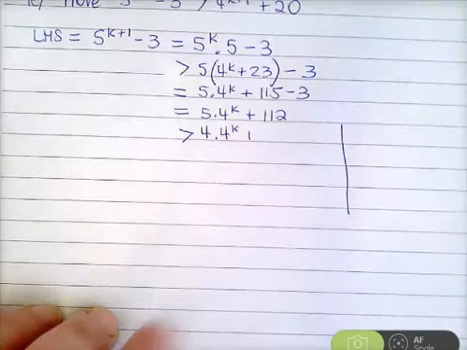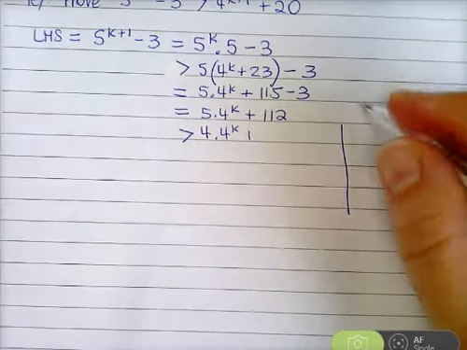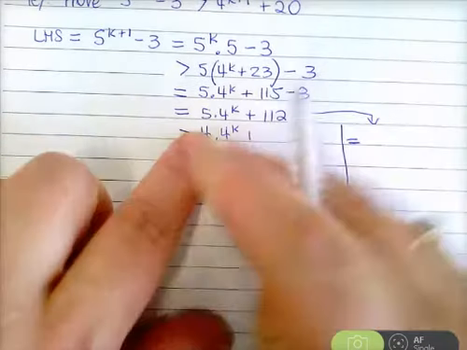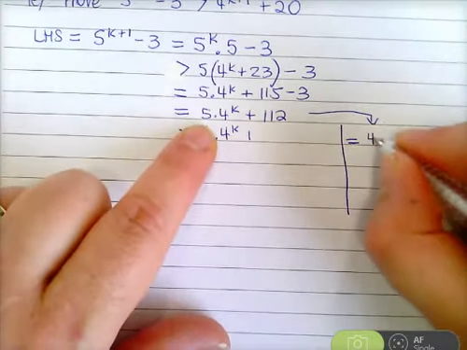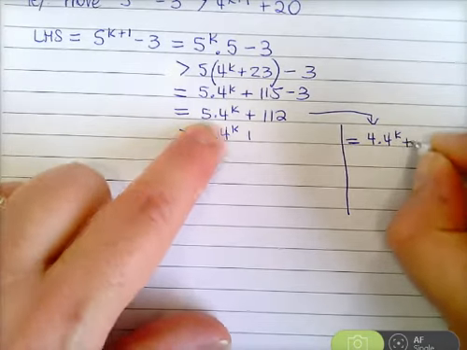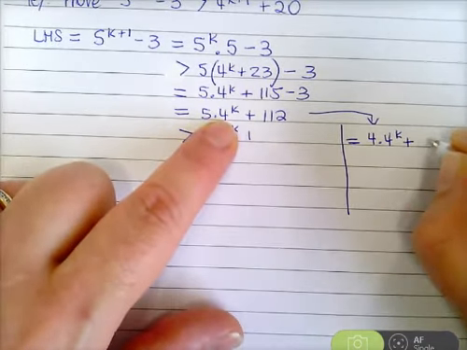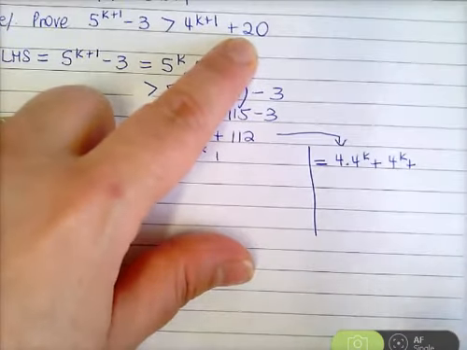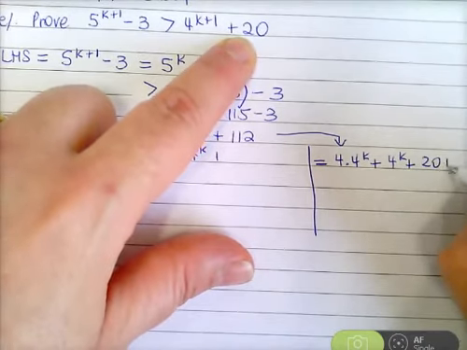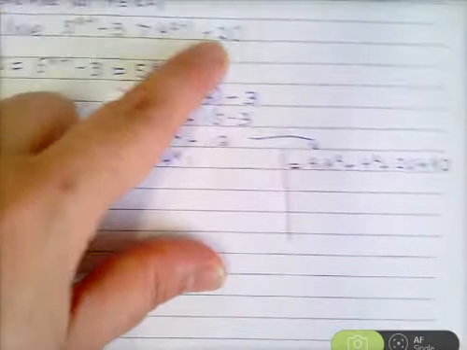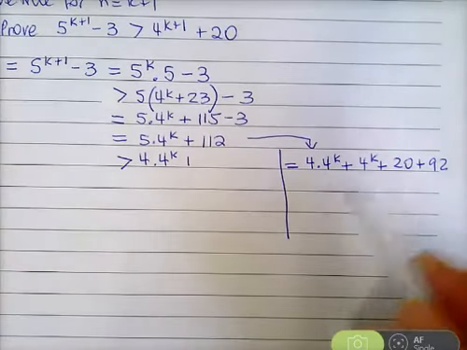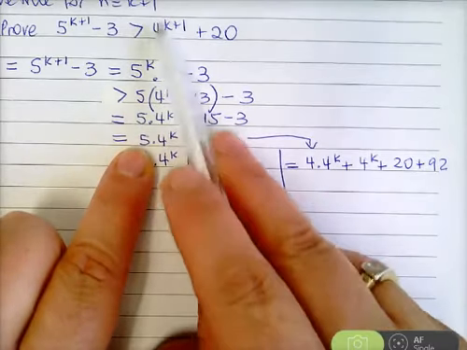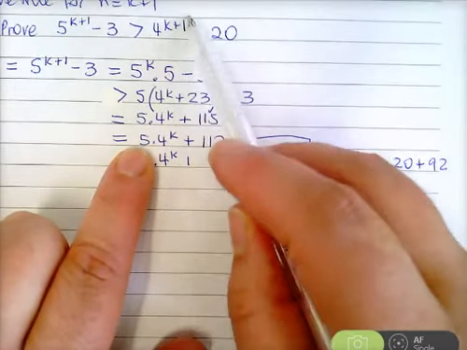If you want the way that the book does it, this is what you would do. The way that we've been doing it, you'd come across here and you'd say, doesn't that equal 4 times 4 to the k plus 1 lot of 4 to the k plus 20, you know how we're trying to show that it's greater than, plus 20 plus 92. That's what we've been doing so far. Where did the 4 times 4 to the k come from? Well, if it's 5 lots of 4 to the k, I'm trying to get 4 to the k plus 1, which is 4 to the k times 4 to the 1.